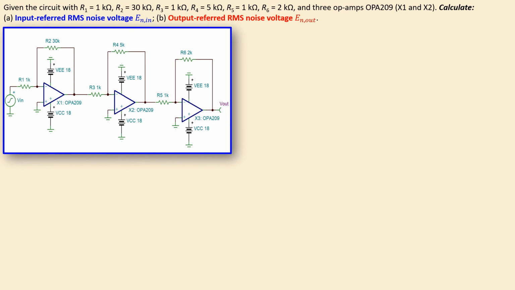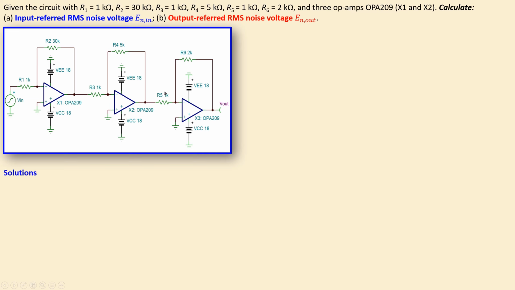So let's look at our example. We have the following 3-stage amplifier. We have 3 inverting amplifiers in cascade and we have 6 resistors, R1, R2, R3, R4, R5 and R6, and 3 op-amps. Each of the op-amps is an OPA209. So we have the values of R1, R2, R3 and R4 etc. They're all shown here. What we'd like to know is the calculation of the input referred RMS noise voltage and also the output referred RMS noise voltage for this circuit.